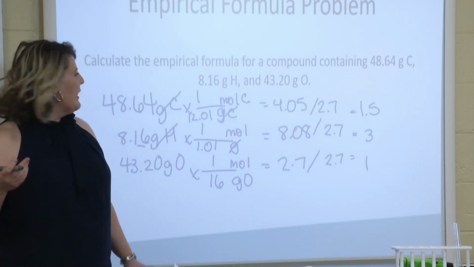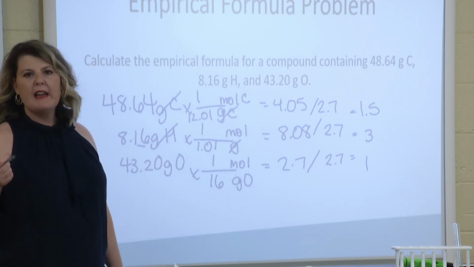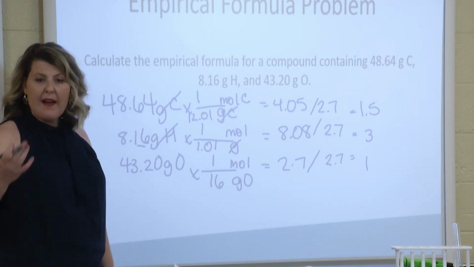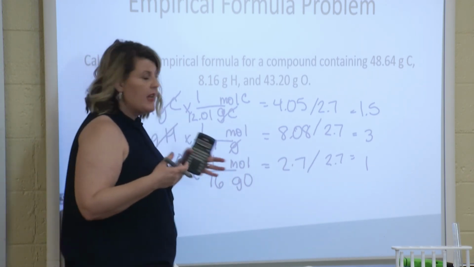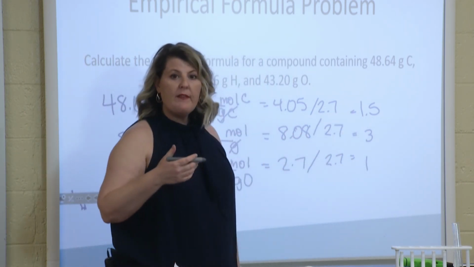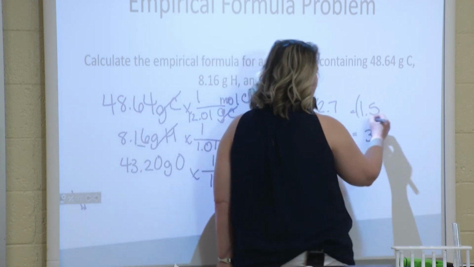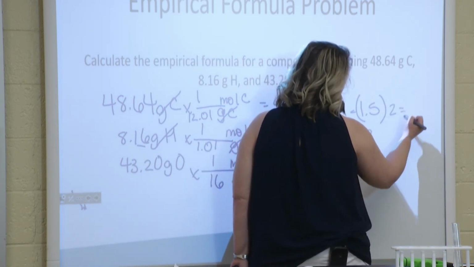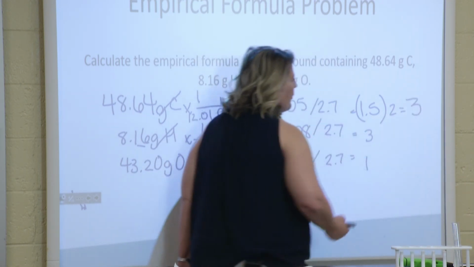Have you ever seen a formula that says C1.5H3O? No, you haven't, because these things have to be written in small whole numbers. And I can't just round that 1.5. So I've got to multiply that 1.5 by something that's going to make it a whole number. If I multiply anything that ends in 0.5 by 2, it'll give me a whole number. So this is actually going to give me a 3.